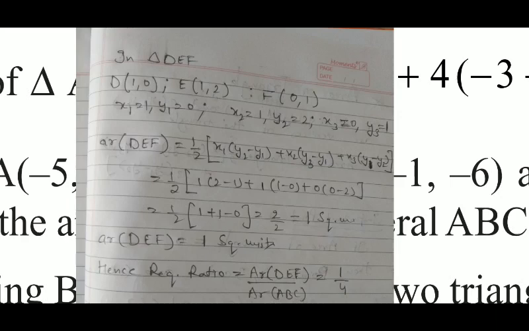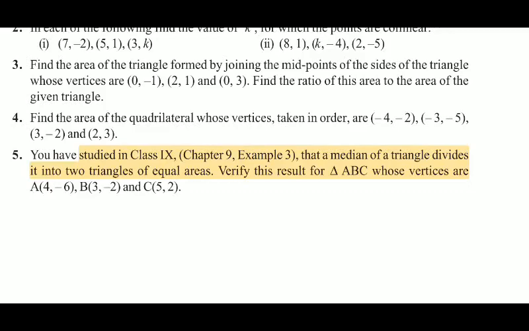Now we have the areas of both triangles ABC and DEF, and according to the question we will find the ratio of the areas, which equals the area of triangle DEF upon the area of triangle ABC. The area of DEF equals 1 and the area of ABC equals 4, so the required ratio is 1 by 4.